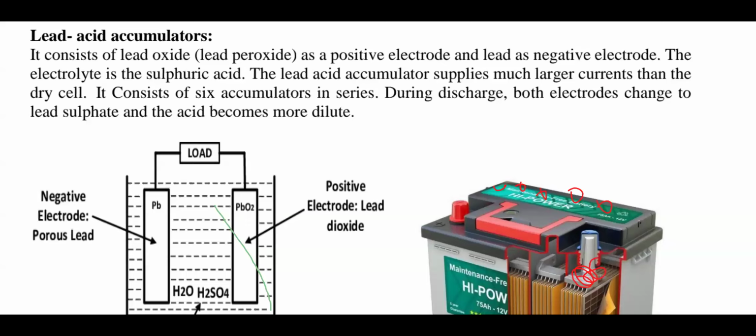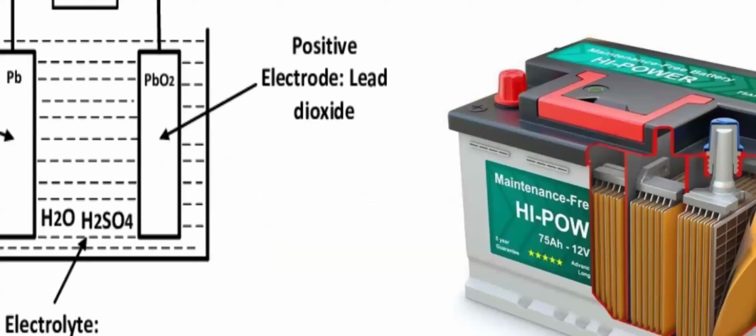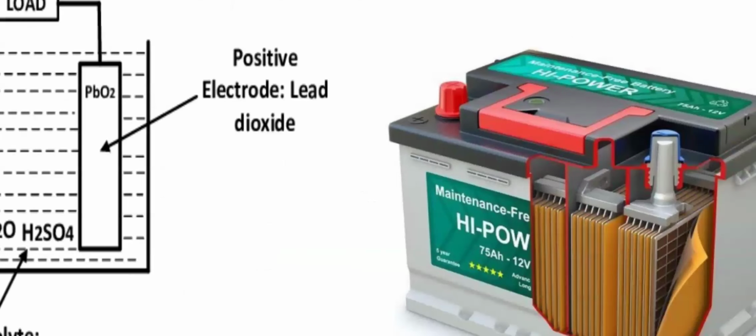Now let us look at this diagram. When you look at this diagram that we have at this point, this is just an example, this battery. This battery is what we call the lead acid accumulator.